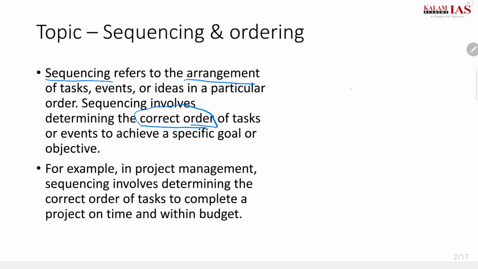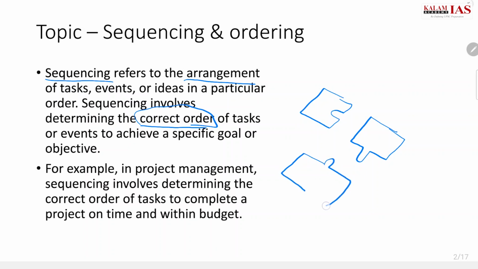Suppose we are having a puzzle. We know in puzzles there are slots like this, and knowing in which slot what will come becomes very important. Suppose we have three puzzle pieces like this, and one is like this. In what order this will fit into this is very important. If anything is random, this won't fit and it will give a wrong answer. That's why we have to ensure we have a correct order of sequencing.